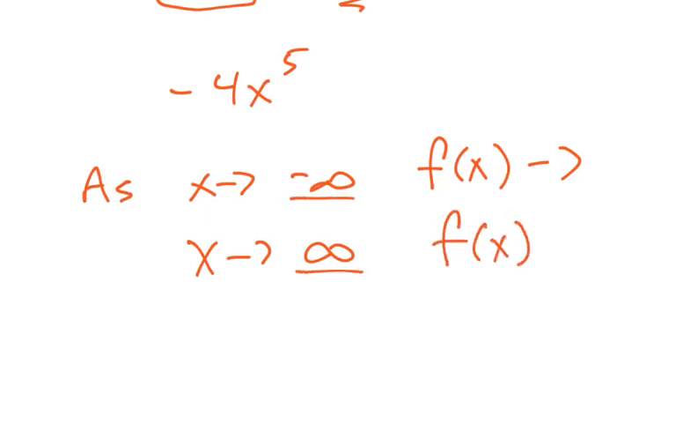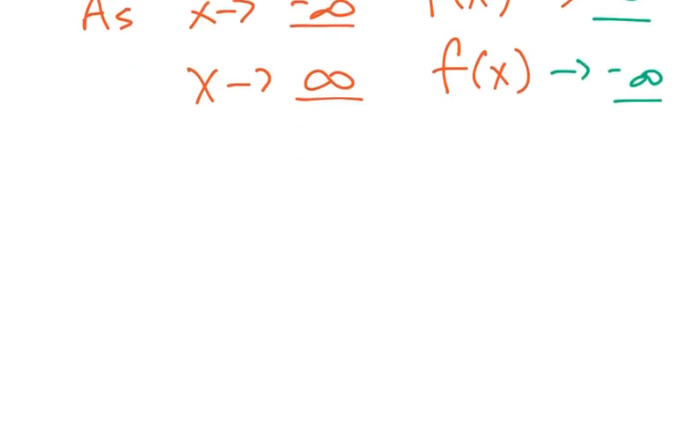So the way I like to think about this is what happens when you plug in a negative value here? Well, if you raise it to an odd power, it comes out as a negative, and a negative times a negative is a positive. So this comes out as a positive. And if I plug in a positive value in here, raise it to the fifth, I get a positive, and times a negative, it becomes a negative.